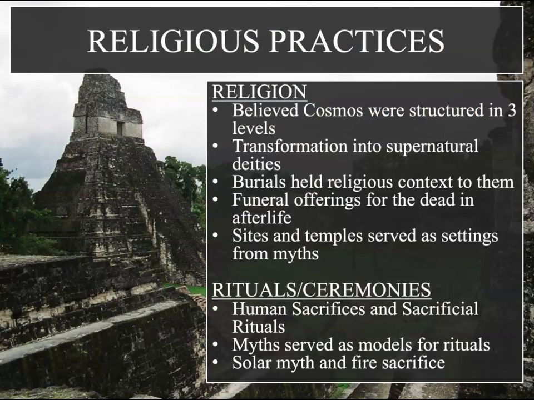It also featured a lot of religious objects and information about the religious practices of the Mayans. They very much believed that the cosmos was structured in 3 levels. There was the transformation into spiritual deities, burials held in religious context, funerals, offerings for the dead in the afterlife, and sites and temples served as settings for myths, and then rituals and ceremonies, human sacrifices and sacrificial rituals, and the myth serves as model for the rituals themselves, and then also with solar myths and fire myths as well. And so we'll talk about some of these ideas, such as some of the ceremonies and sacrifices that occurred in the Mayan culture.